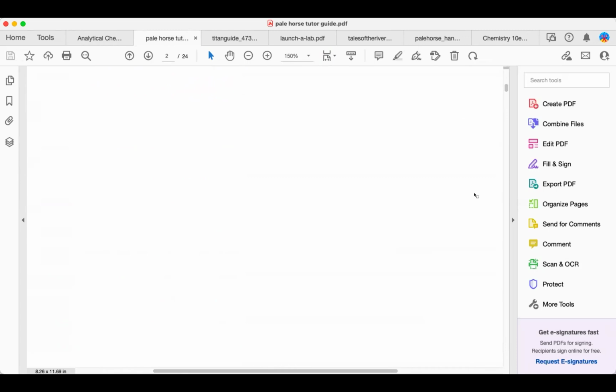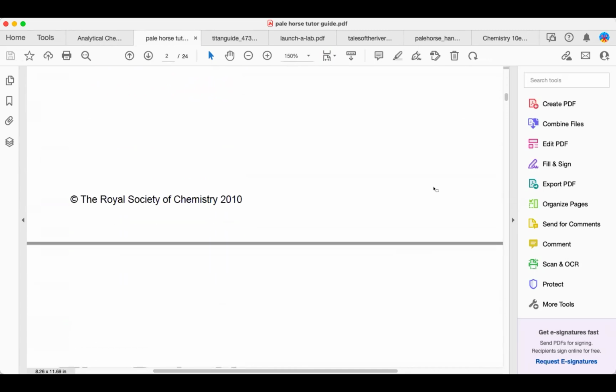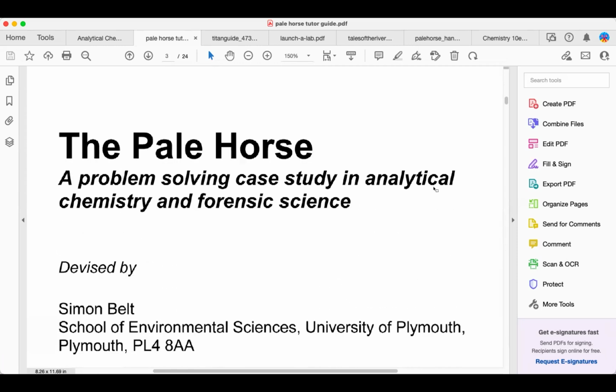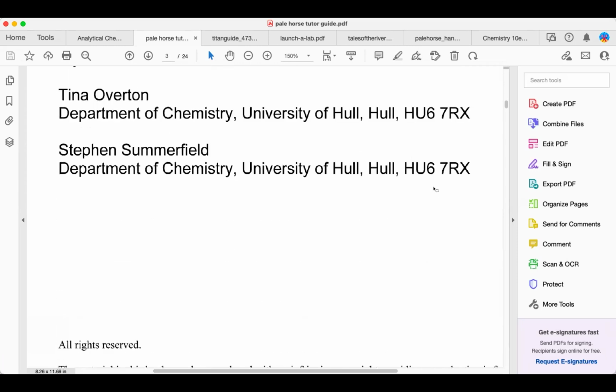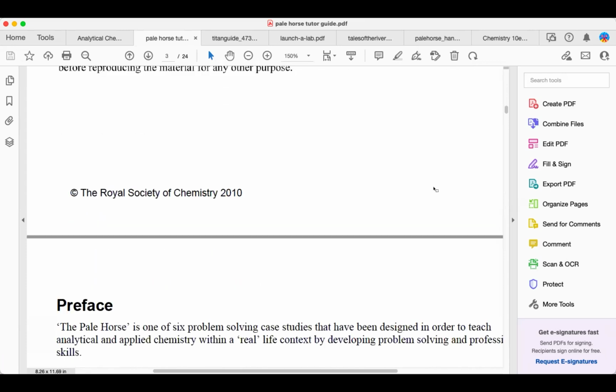It is in the UK, and you can also be one of the members in the Royal Society of Chemistry. So these are the resources prepared.